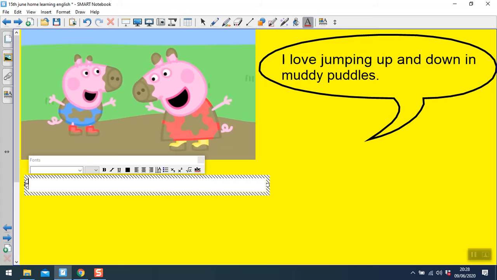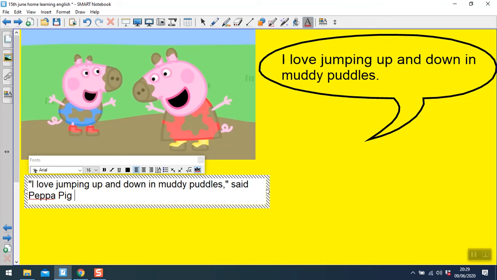So my first task is to open the inverted commas, write my sentence. "I love jumping up and down in muddy puddles." So it's not a shouting, it's not a question. I need a comma, close inverted commas, and say who said it and how they've said it. "I love jumping up and down in muddy puddles," said Peppa Pig as she became dirtier by the second. And then a full stop at the very end.